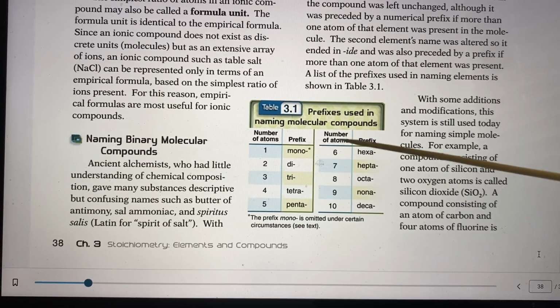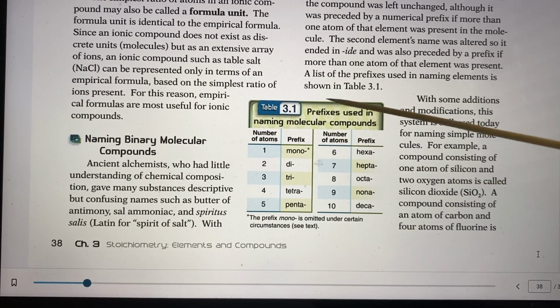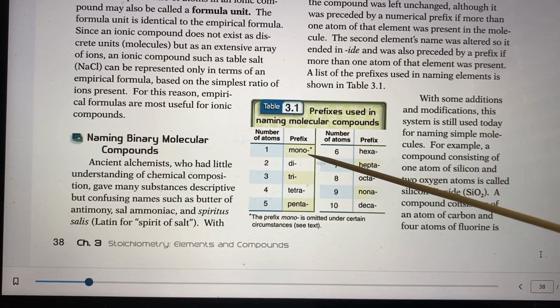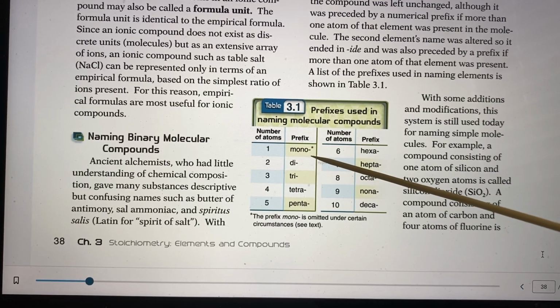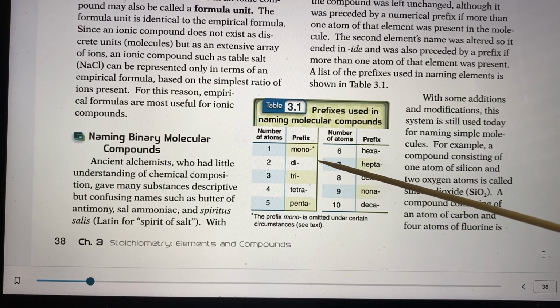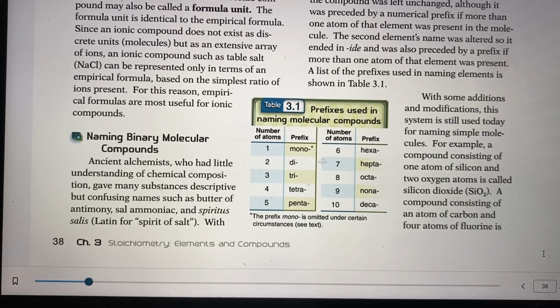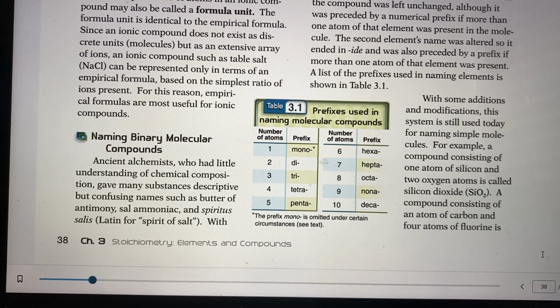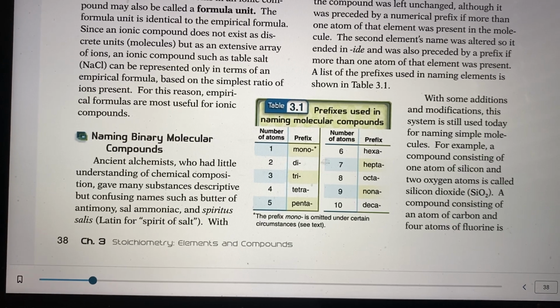The prefix mono is omitted under certain circumstances. Sometimes they put mono in the front because it means 1. But when you just have 1 of the first element, you usually don't use mono. Usually the second one gets mono. Okay, so these are the methods. Let's take an example. Let me go on to the next page and we'll look at the example.